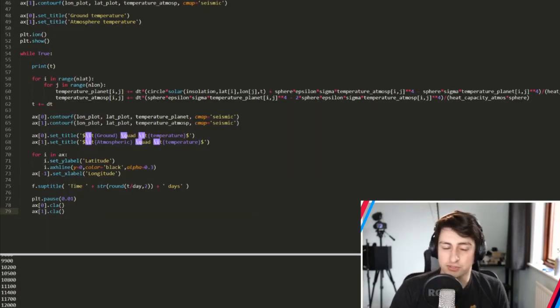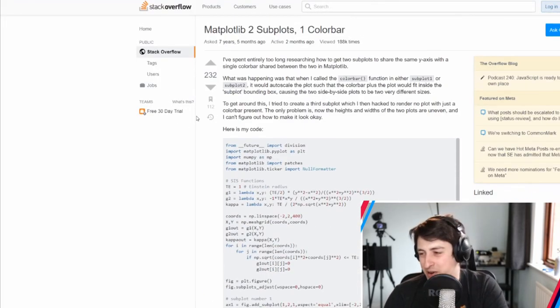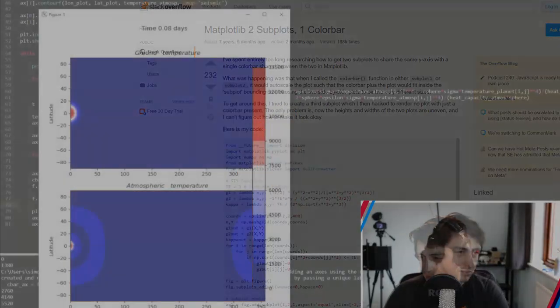Half of programming, for those of you who don't program, is Googling. I just want it to be known. Stack Overflow, every programmer's best friend. So let's try this. Aha!